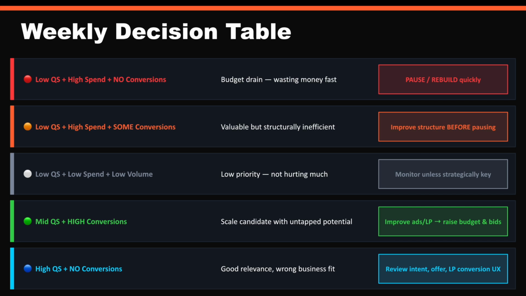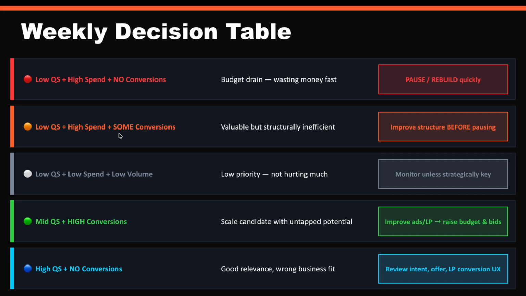This is your quick decision table. When you look at a keyword, you match one of these 5 patterns, and you know exactly what to do. First one, pattern 1: low quality score, high spend, no conversion. This is a budget drain. Pause it and reallocate quickly.